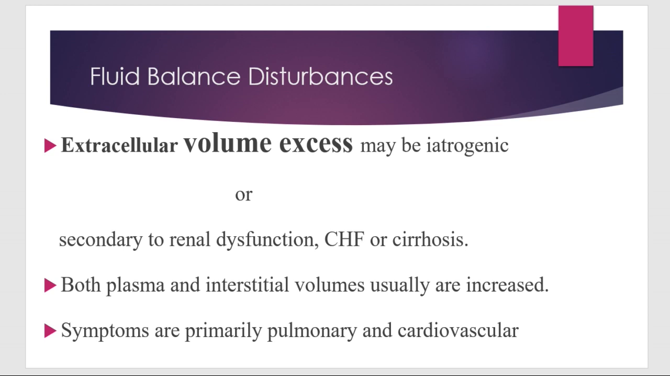The kidneys are not being able to excrete the excess water. CHF, low GFR, again excess volume. Cirrhosis, a lot of ascites, third space loss is there. But in these patients, there is extracellular volume excess, right? Both plasma and interstitial volumes usually are increased, and symptoms of these patients are primarily related to the pulmonary part and the cardiovascular part. The various symptoms and signs related to these systems you already know.